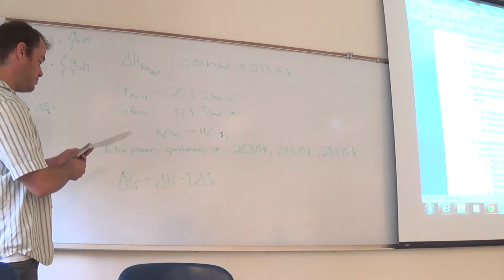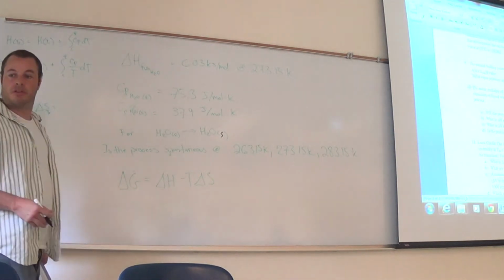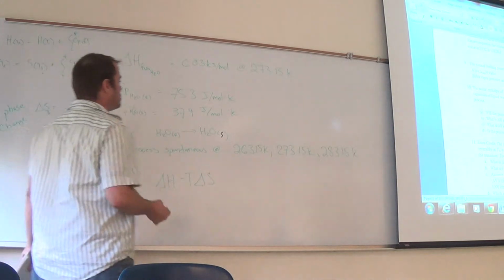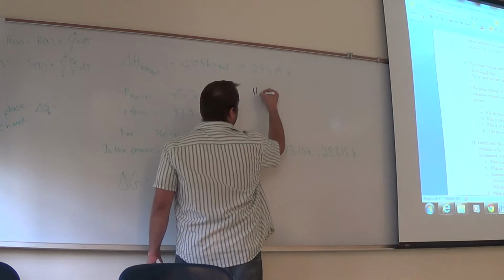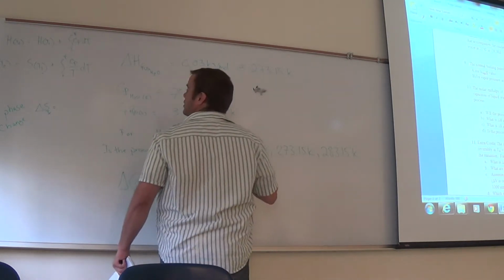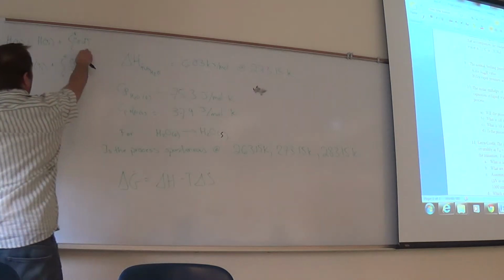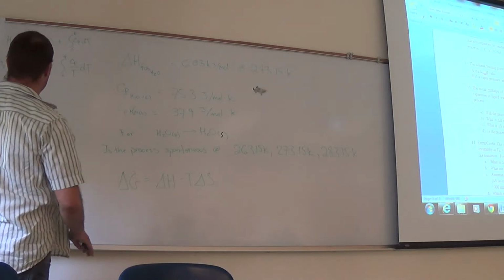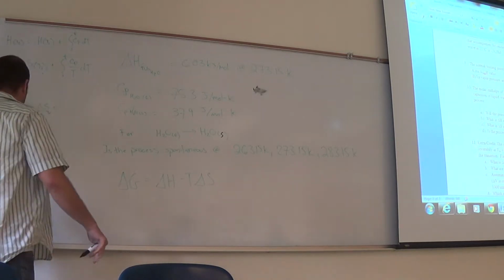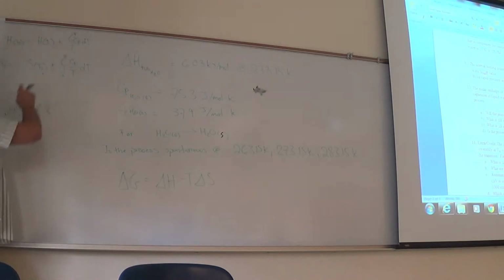You always have, for the delta H's, H of T2, well, we already wrote that up here. H of T2 is H of T1 plus the integral of C sub P dT. And if you remember from the last exam and from the review session, when you put this all together and you take H of the products minus H of the reactants, delta H is delta H of the products minus H of the reactants.